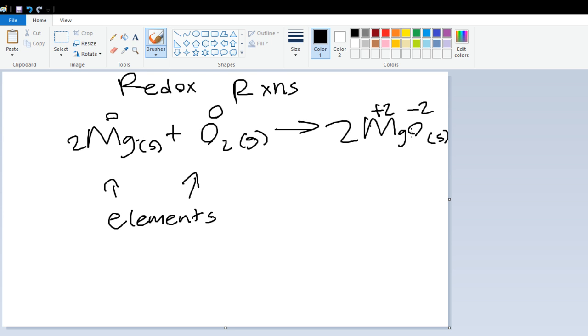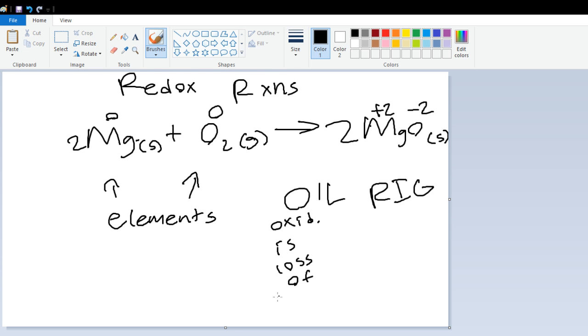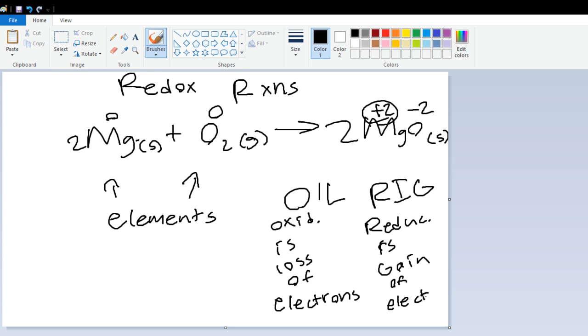Magnesium here has been oxidized. If you remember the acronym OIL RIG, oxidation is loss of electrons, which means it's gaining in charge, right? And then reduction is the gain of electrons, meaning it's going to be reduced in charge.